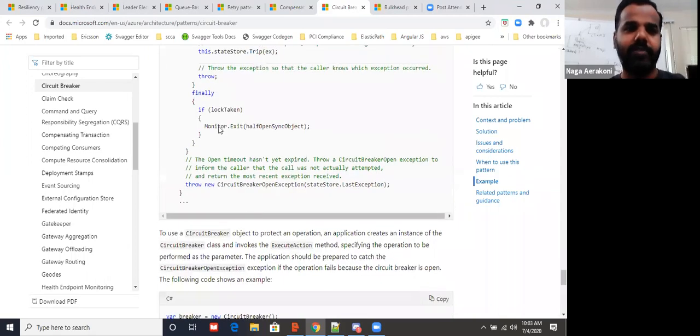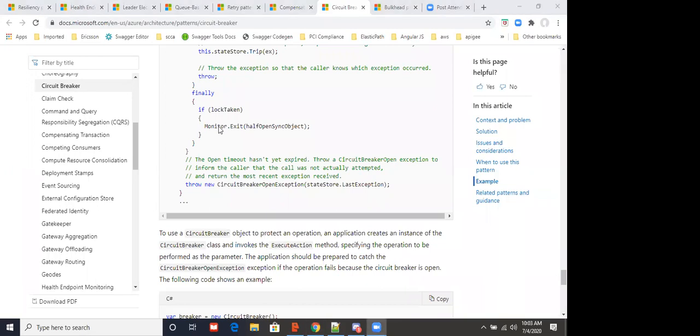Any questions before we go to the other patterns? Rajat raised his hand. Rajat? Yeah. So I was asking how would we implement it in a distributed transaction system.